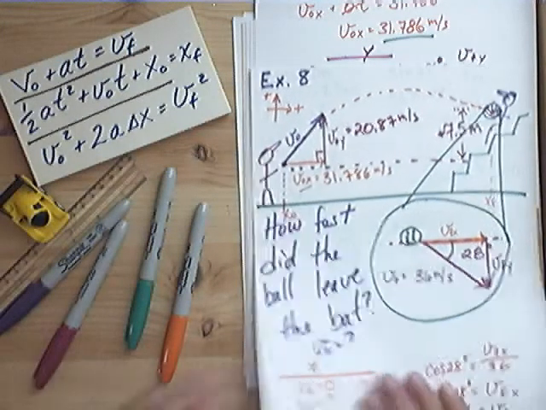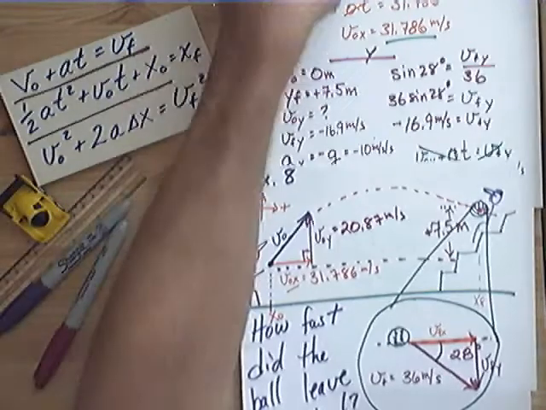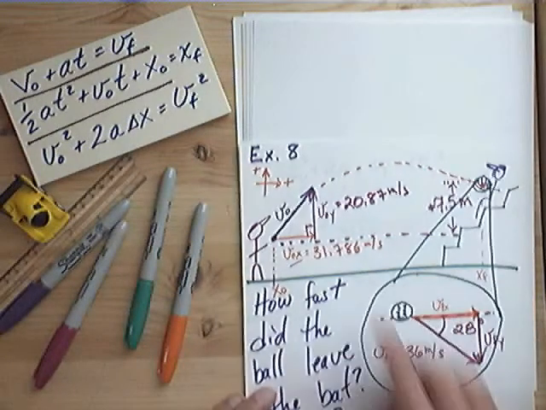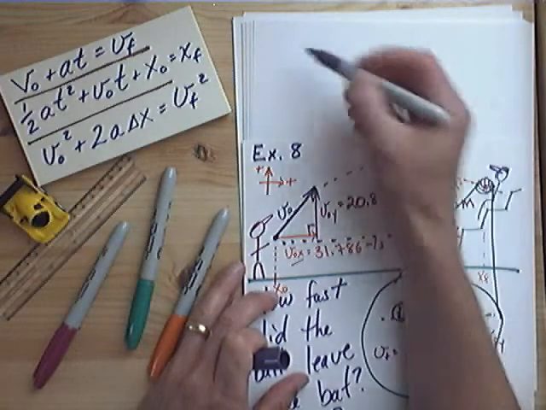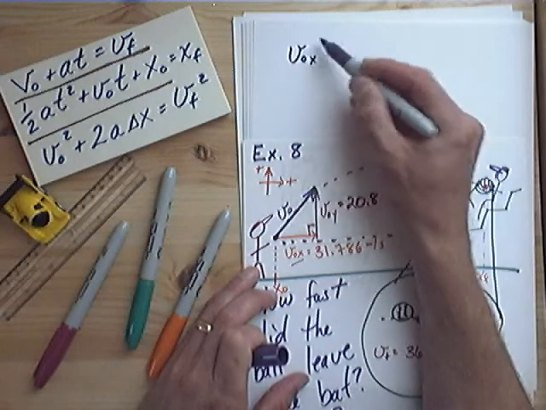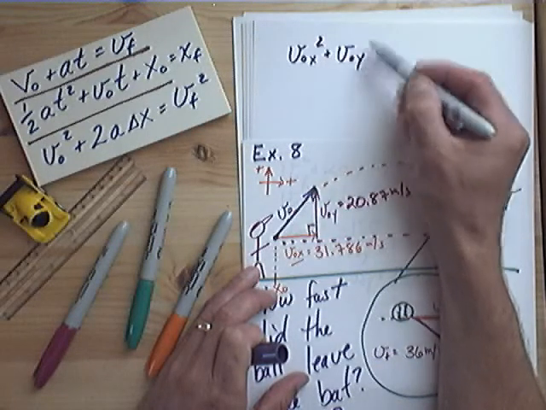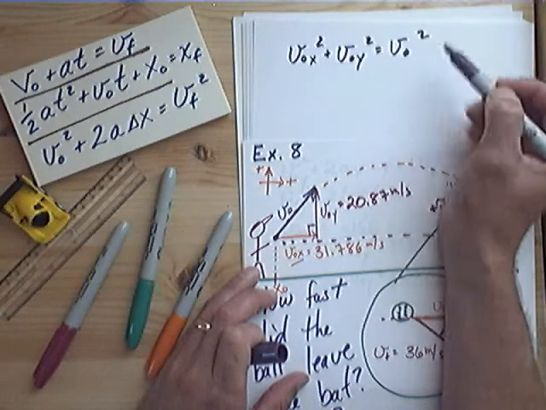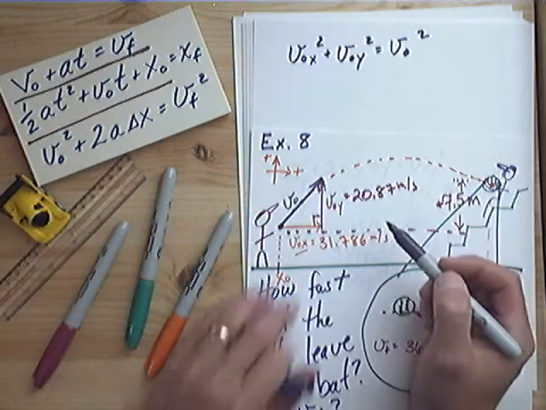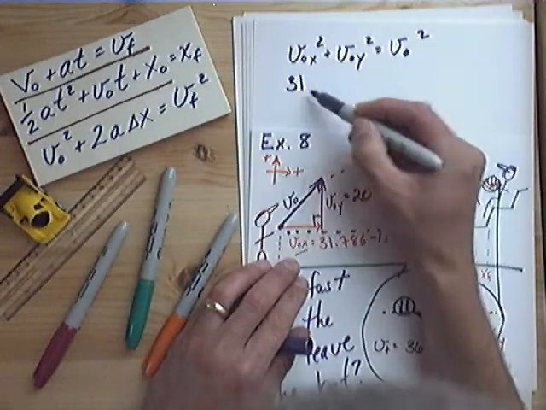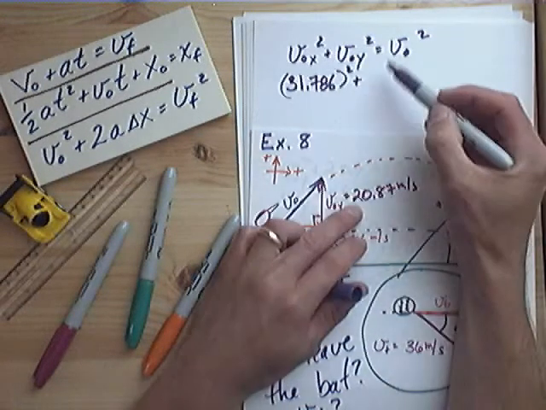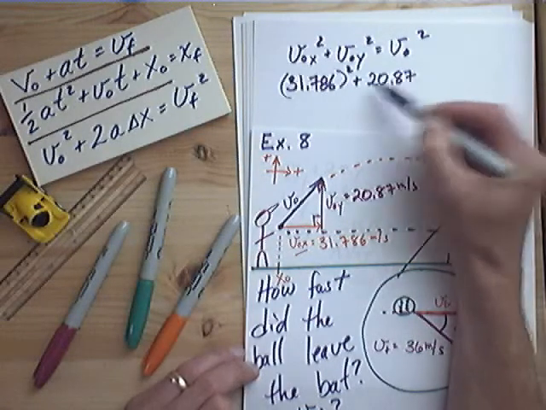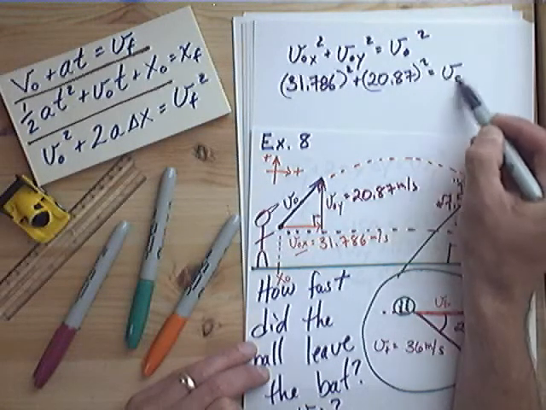Now let's use a little bit of our Pythagorean theorem to get us where we need to go. That's v initial x squared plus v initial y squared is going to give me v initial squared. A squared plus b squared equals c squared. 31.786 squared plus 20.87 squared is going to give me v initial squared.